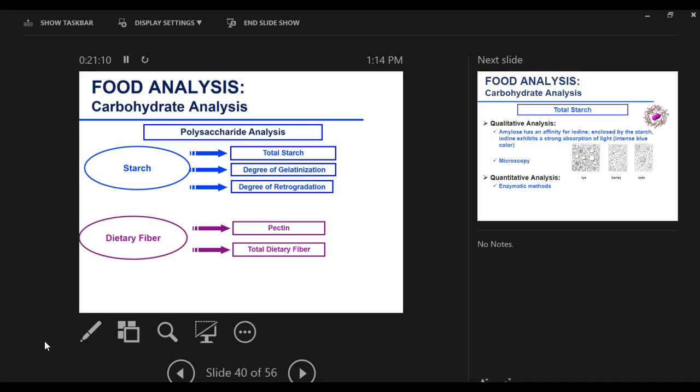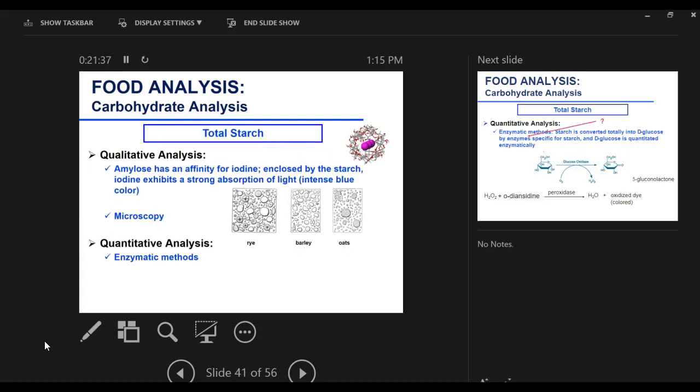Okay. And then there is dietary fiber, where you can determine pectin if you have a food product mainly composed of pectin, like jellies and jello and jams. Or if you want to determine total dietary fiber in different food products, and especially for food labeling, for nutrition labeling, you need the total dietary fiber measurement.